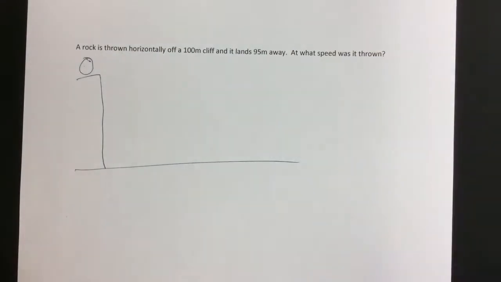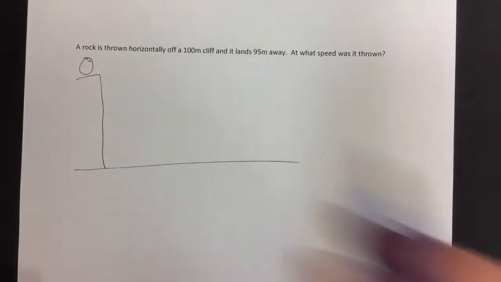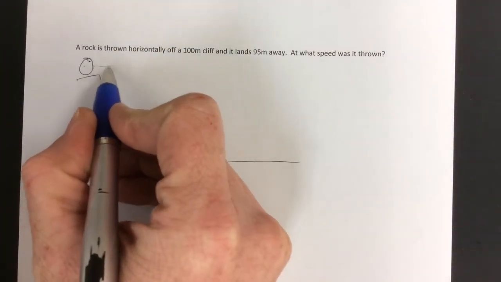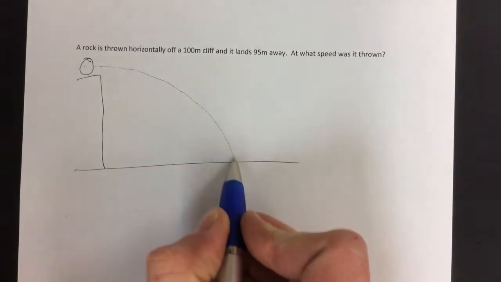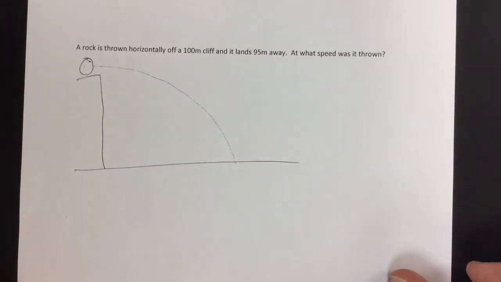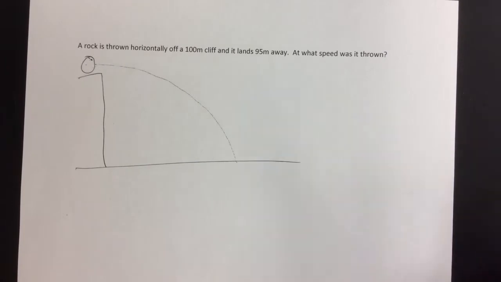So we have a rock up here, and we're going to throw it. It's going to follow a curved parabolic shape, something like that, and it's going to land some distance away. In this case, it's going to land 95 meters away. So that's what's going on. We've got to figure out how fast it was thrown.